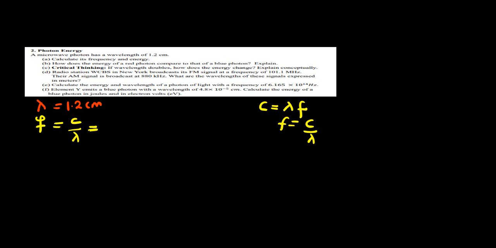So now what is the speed of light? I'll just put 3 times 10 to the power 8 meters per second. That is the speed of light divided by the wavelength that we've been given. Now we've been given 1.2 centimeters. Wavelength is measured in meters, so we have to convert this to meters.